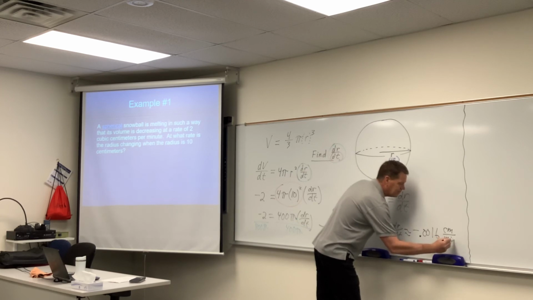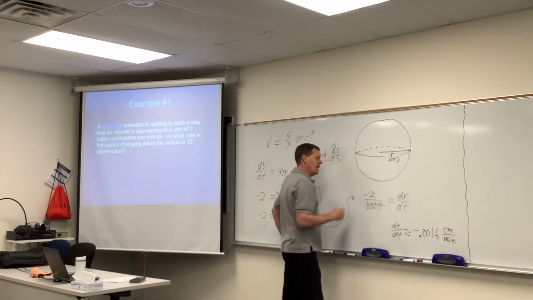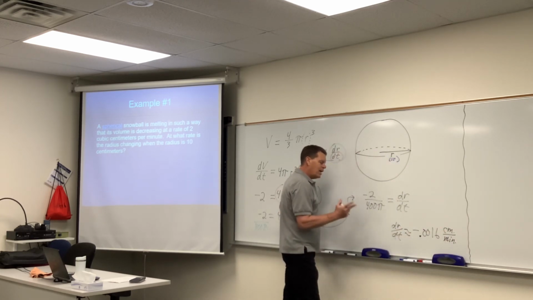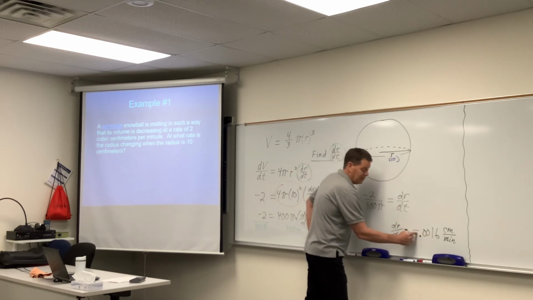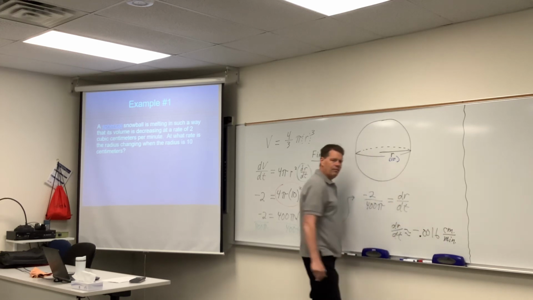So at that instant, when that radius is 10 centimeters, the radius is changing at a rate of this many. It's shrinking because of the negative. It's shrinking by this many centimeters per minute at that very instant.